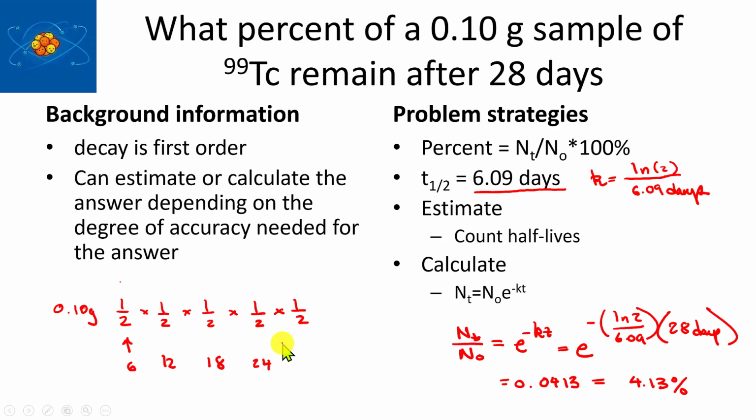If I did 4 half-lives, I would find that I could go 0.10 grams times 1/2 to the 4th, or I could do 0.10 grams times 1/2 to the 5th, right? This represents between 4 and 5 half-lives. That would be between 24 and 30 days, which this is.